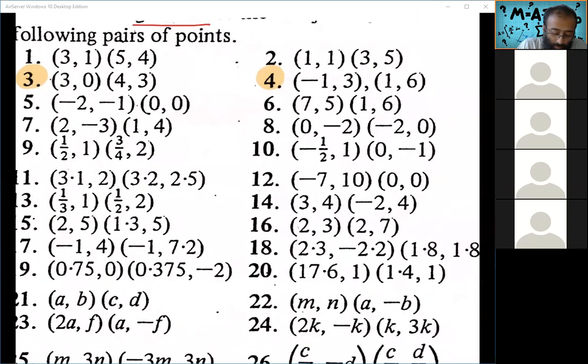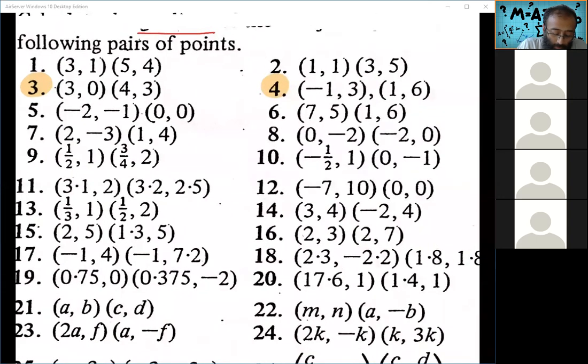Okay, let's choose another question for you guys. Let's rub this out. Let's put some new ones on for you. Number 7. Zero minus 2 minus 2.